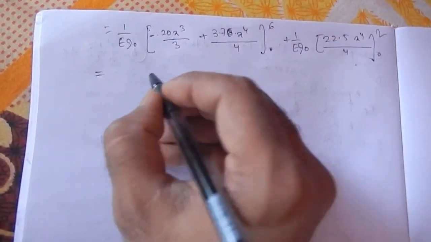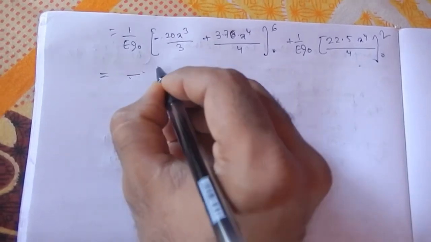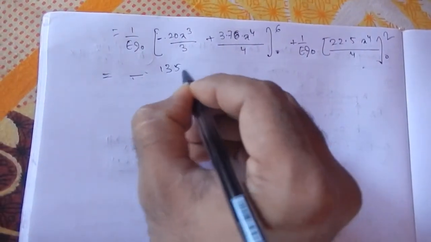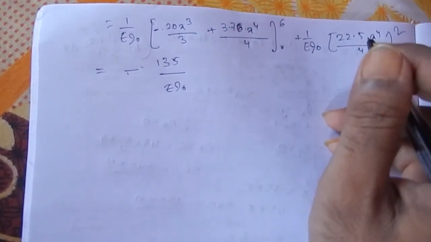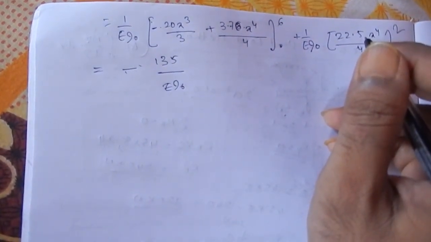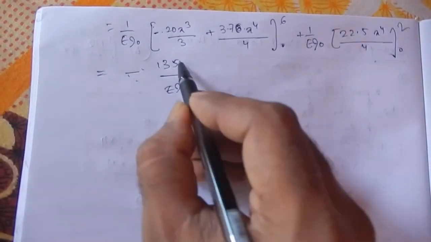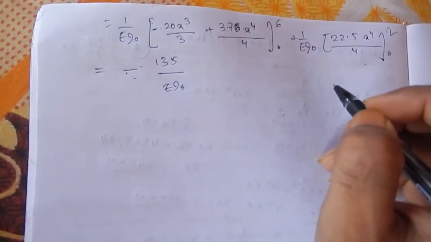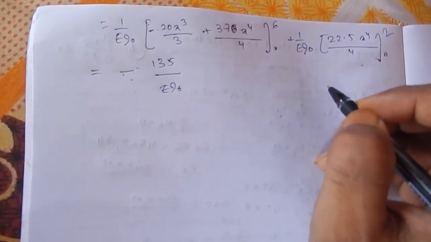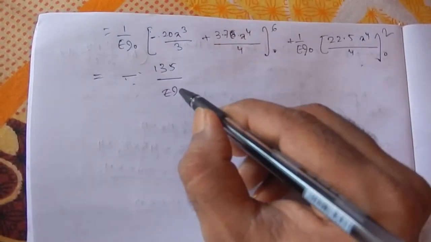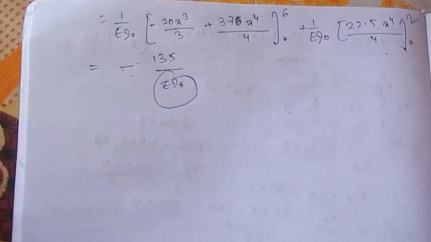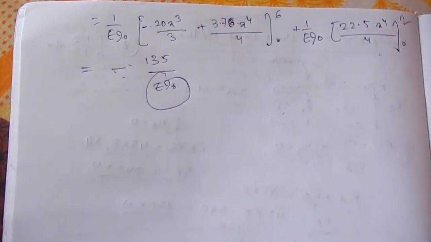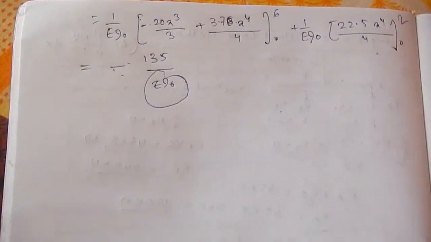If you put all the values, you will be getting, I hope this will be coming 135 by EI, right? Minus 15, right? If you know the value of E and I, you will be getting the deflection at C point.